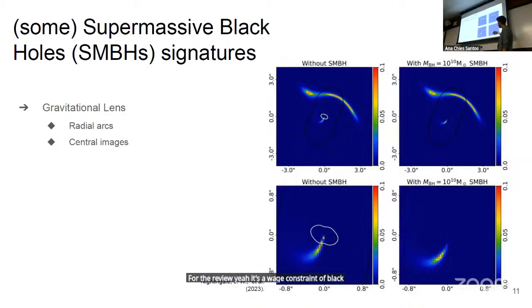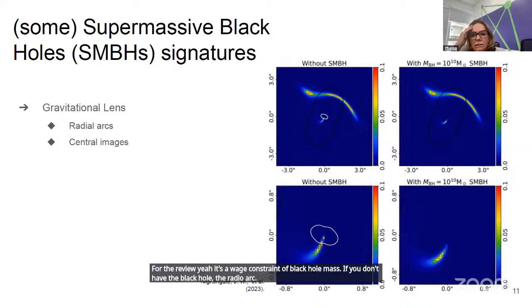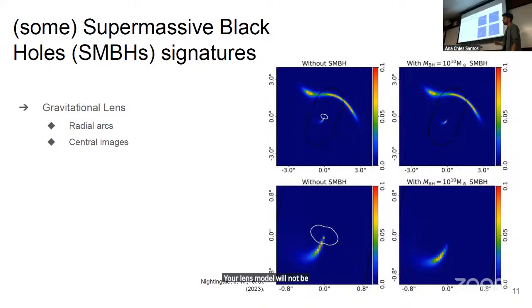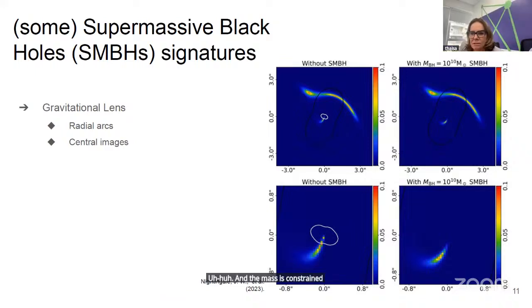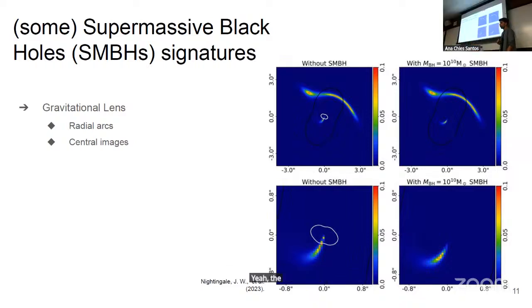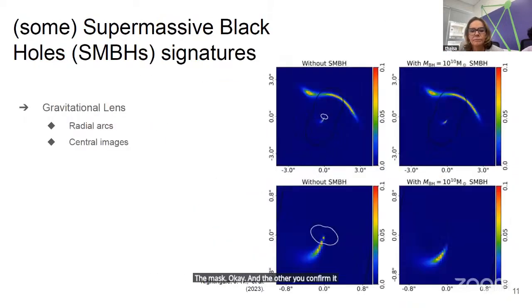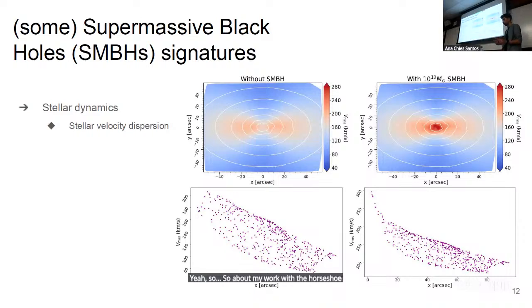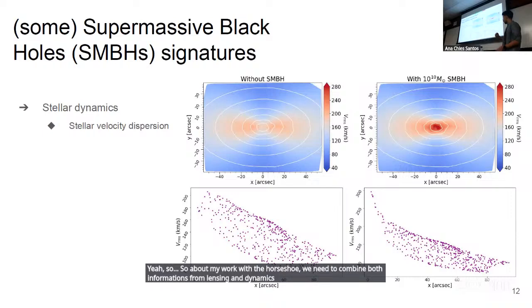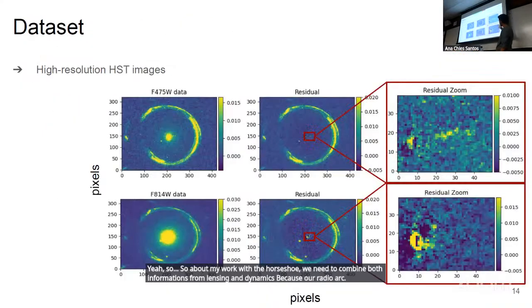If you don't have the black hole, the radial arc, your lens model will not be so sensible. I would say will not be sensible at all about the presence of the black hole. And the mass is constrained by this method or not? The mass is constrained. Yeah. Okay. Actually, and the other, you confirmed with that there is this increase in dispersion. Yeah, so about my work with the horseshoe, we need to combine both informations from lensing and dynamics, because our radial arc, if you look at this image right here, is very faint, and the signal to noise is not so great.